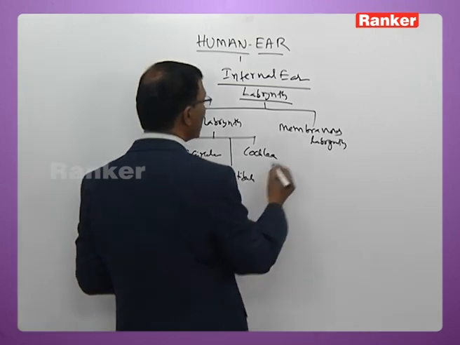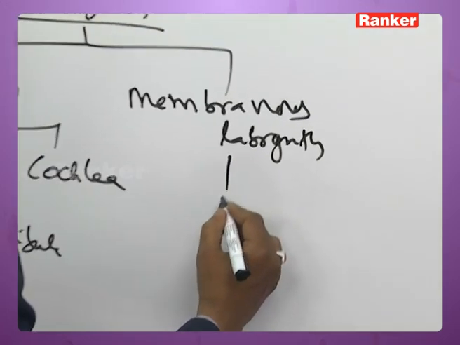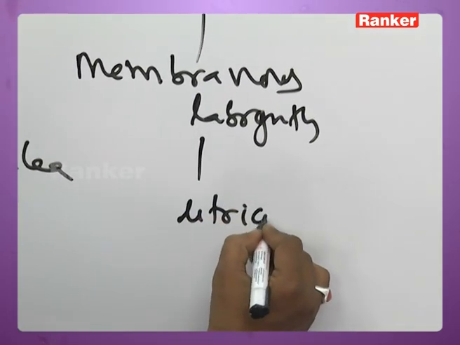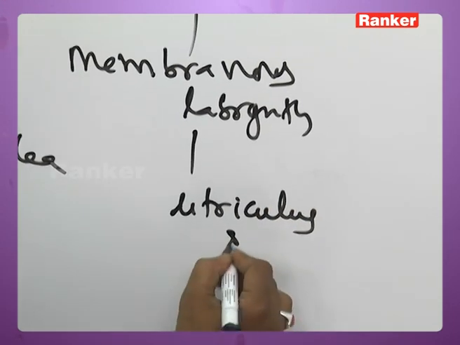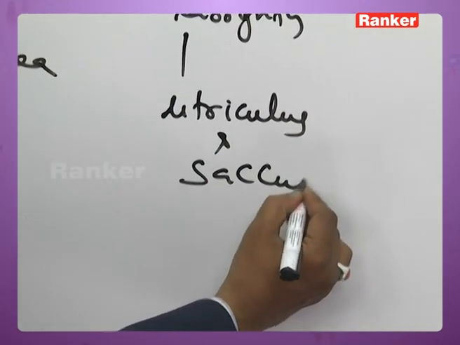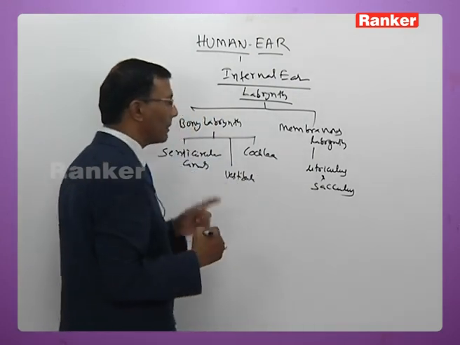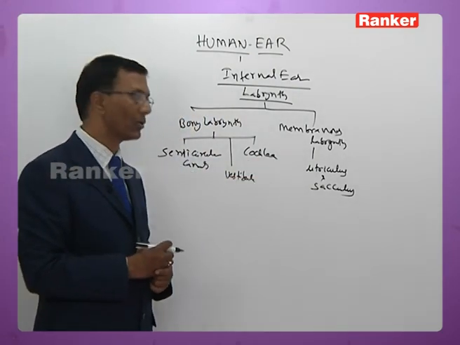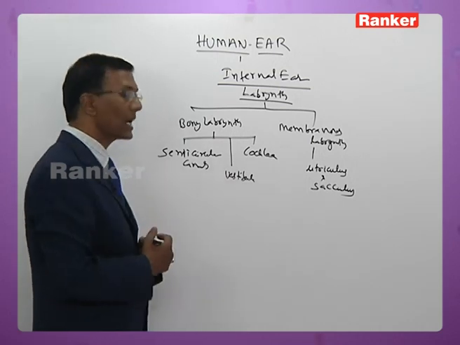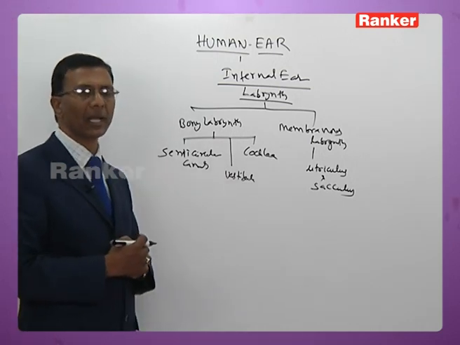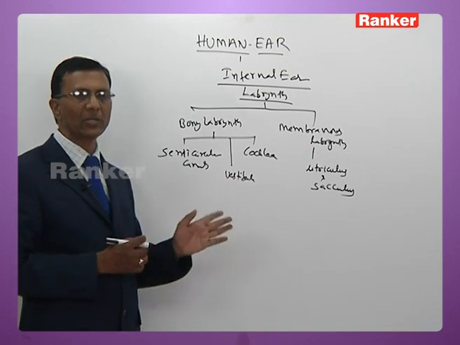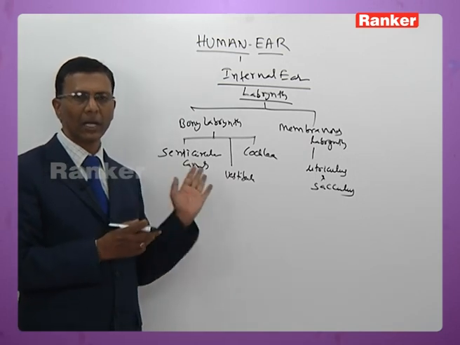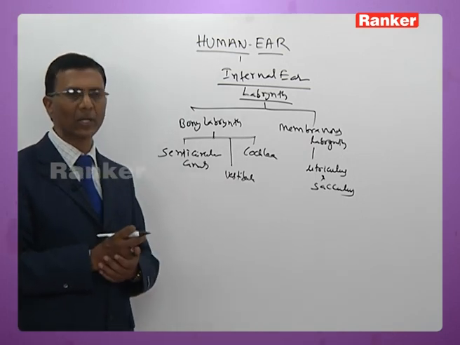The membranous labyrinth of the vestibule has utriculus and sacculus. Now to start with semicircular canals, there are three semicircular canals. What is the mode of arrangement? Each one is at right angles to the other two.